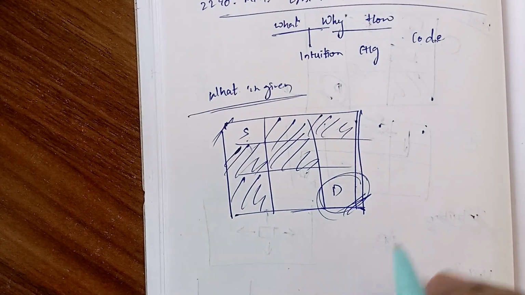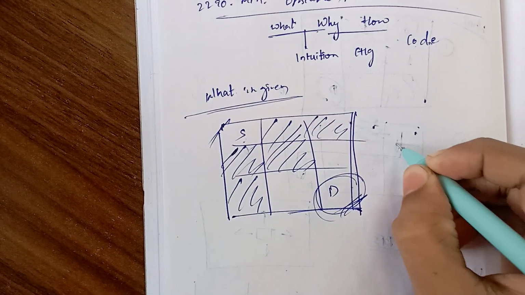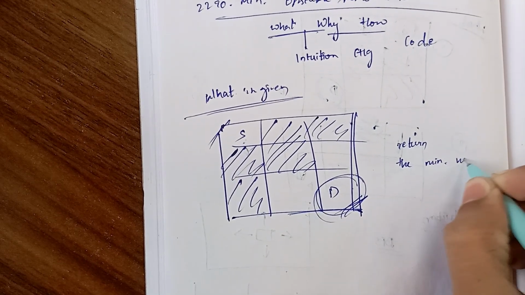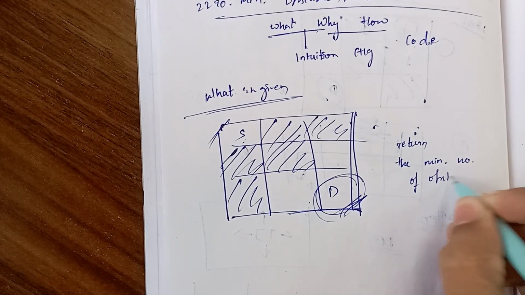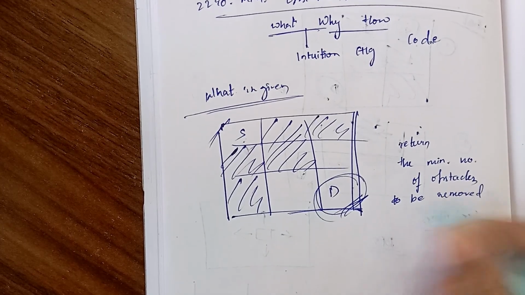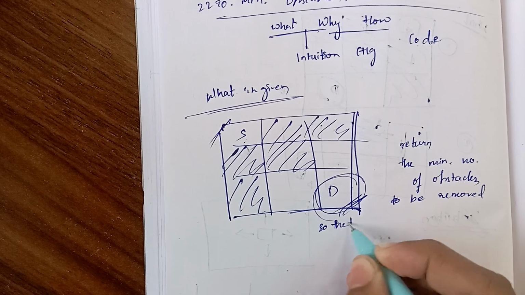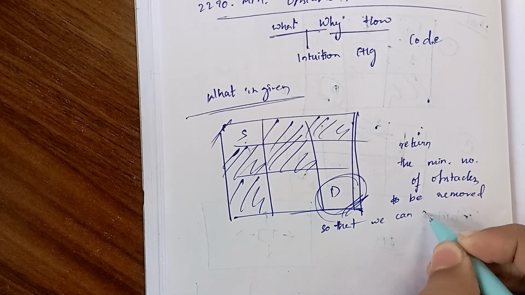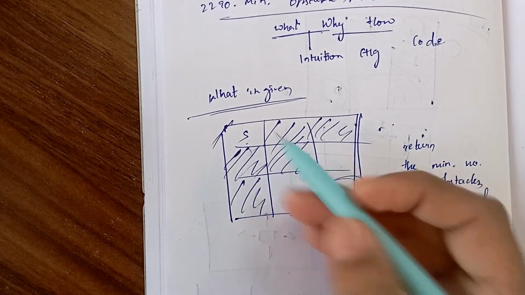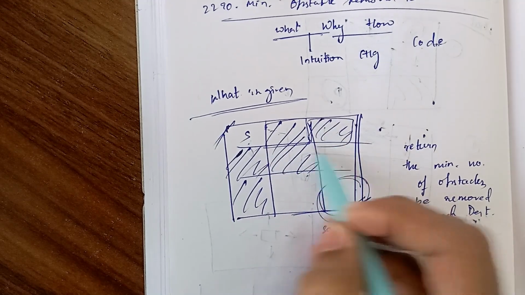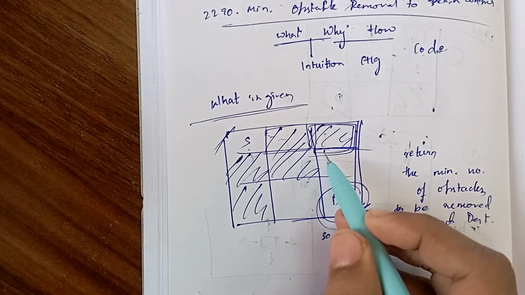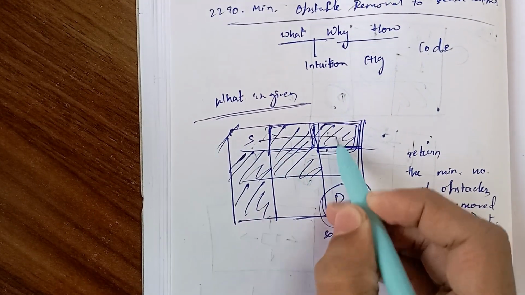So the question is, we need to return the minimum number of obstacles to be removed so that we can reach the destination. Simply, in simple words, we need to remove the minimum number of obstacles. That means if these are any doors or walls, we need to break them and reach our destination.